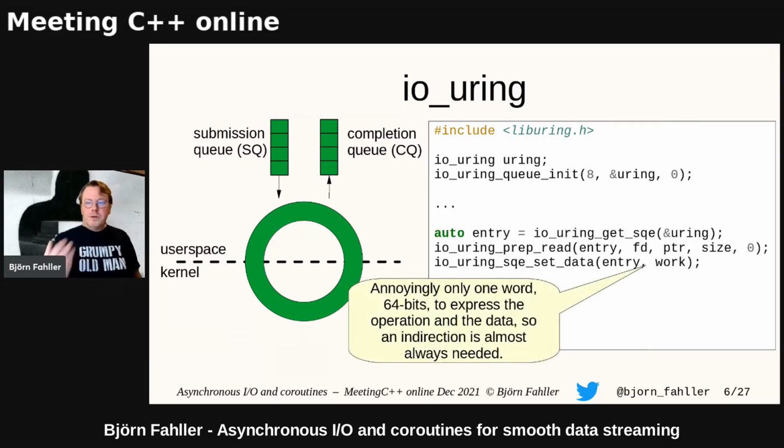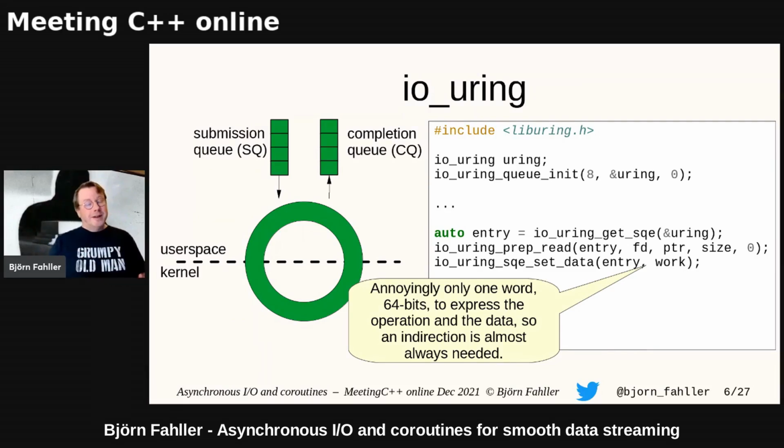And the way you do things then is to get the kernel to do something with the network, you get a submission queue entry, and then you prepare an operation. In this case, prepare read. Say, for this entry, read from this file descriptor fd and fill in the data into the data area pointed to by ptr and the size. And the 0 at the end is flags. We can ignore that for now.